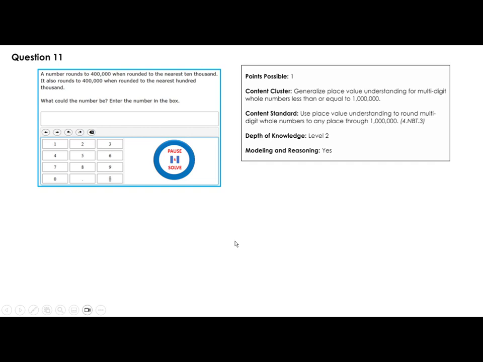A number rounds to 400,000 when rounded to the nearest 10,000. It also rounds to 400,000 when rounded to the nearest 100,000. What could the number be? When you see "what could the number be," that means you would probably have more than one good answer.